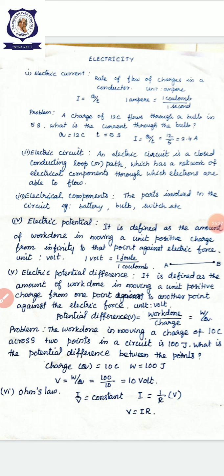Then electric potential is defined as the amount of work done in moving a unit positive charge from infinity to that point against the electric force. Its unit is volt. Then electric potential difference is defined as the amount of work done in moving a unit positive charge from one point to another point against the electric force. Unit also volt. These are some basic concepts.